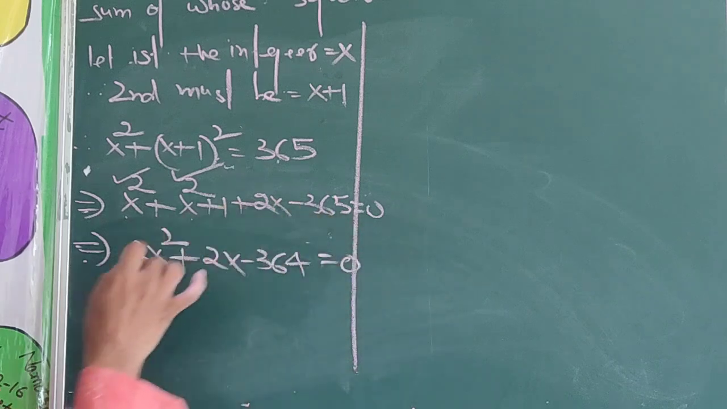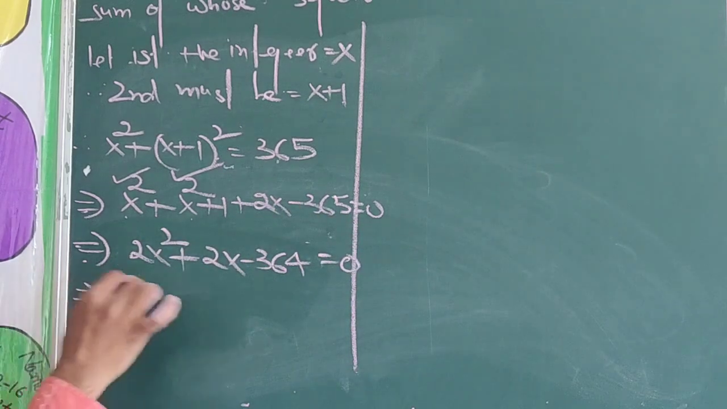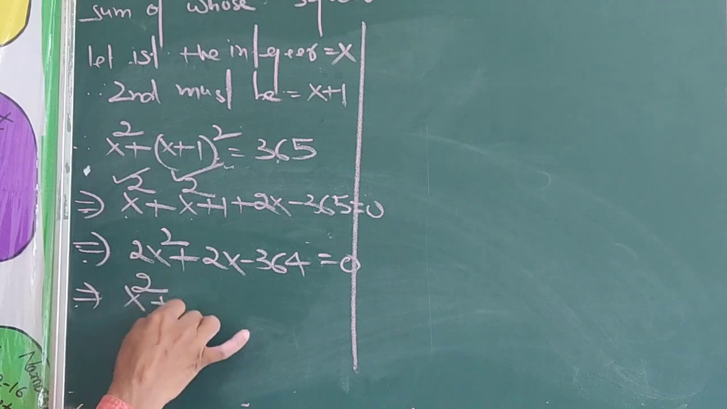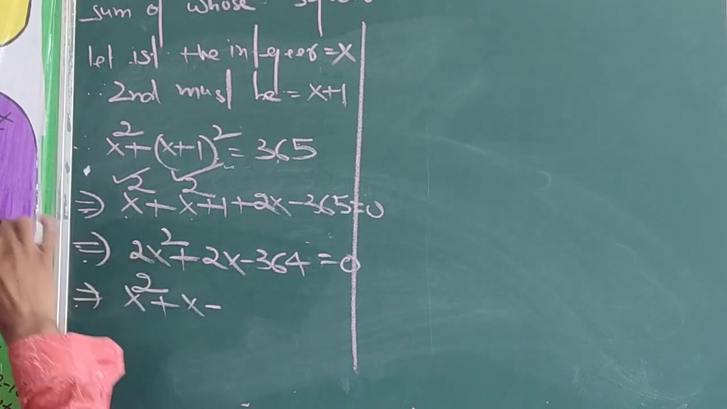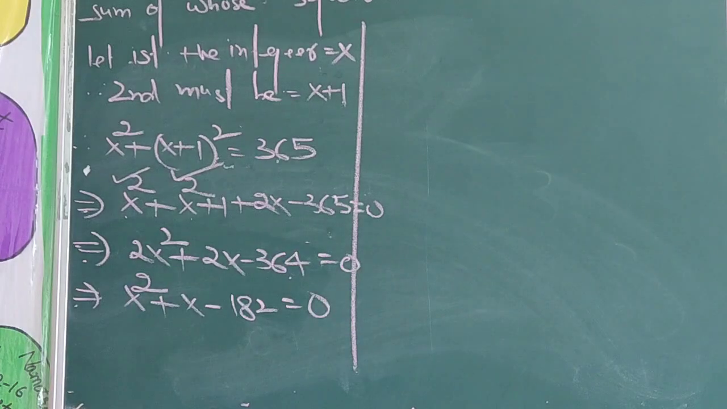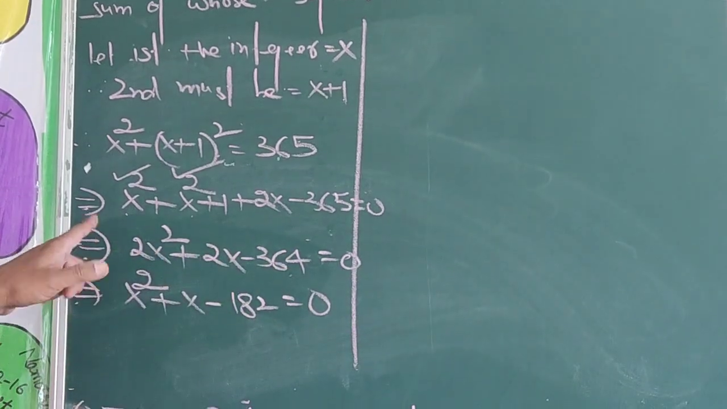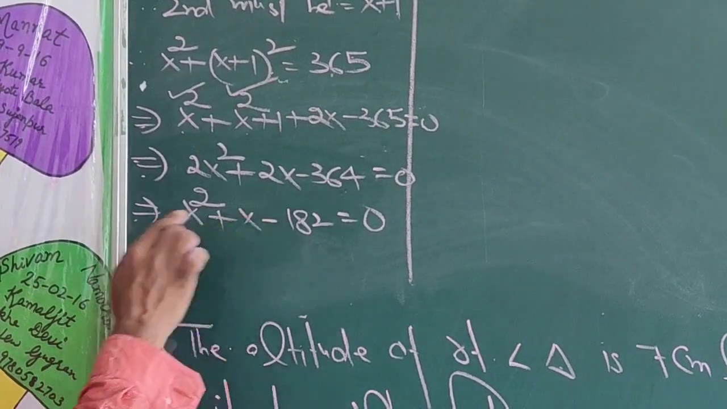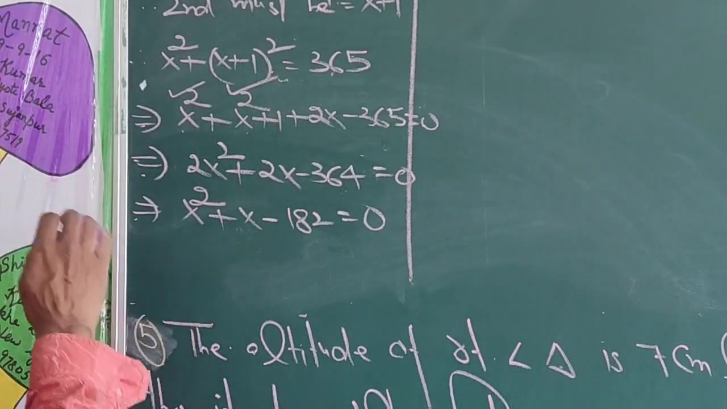which is minus 364, equal to 0. Now by dividing by 2, we get x square plus x minus 182 equal to 0, because 2 is common from all the terms. So we divide the whole equation by 2, and we get x square plus x minus 182 equal to 0.